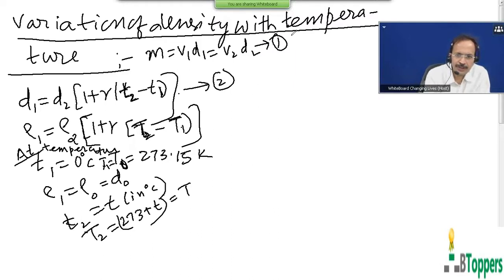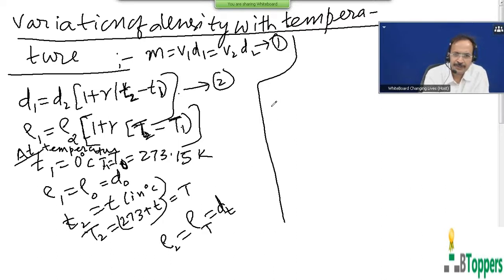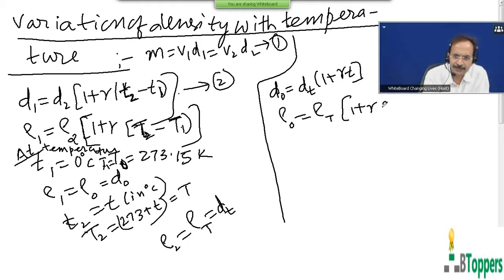So, density at 0 degree centigrade is denoted by rho naught, and density at higher temperature T degree centigrade is denoted by rho subscript capital T or d subscript small t. So, you can write density at 0 degree centigrade is equal to density at T degree centigrade into 1 plus gamma into T minus 0, or rho naught equals rho T into 1 plus gamma into T minus T naught.